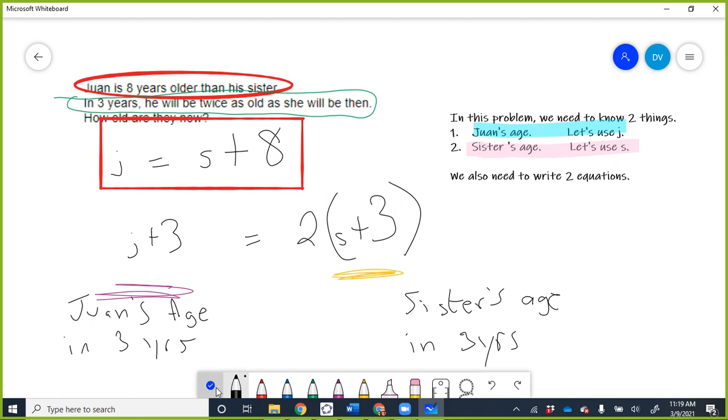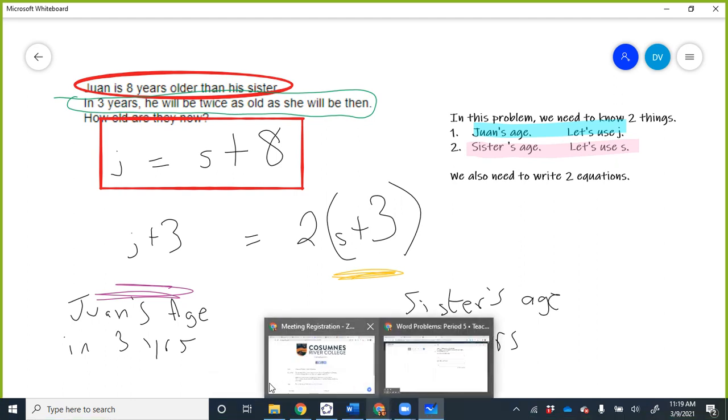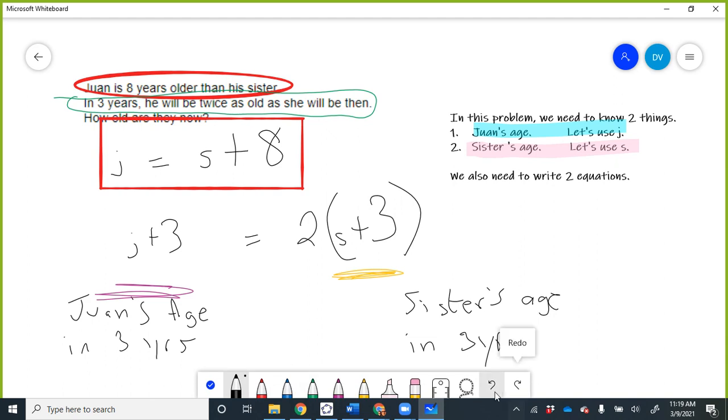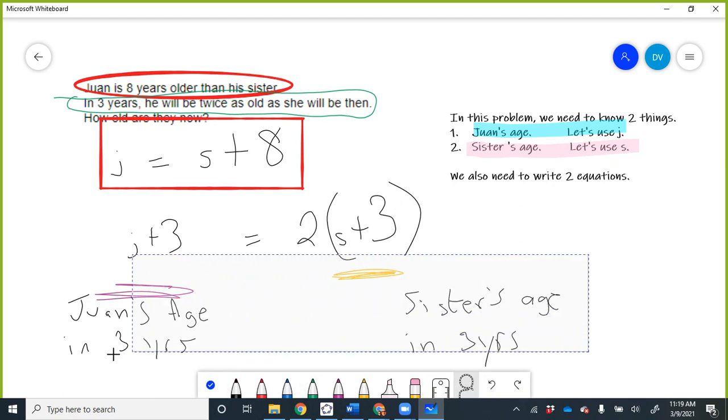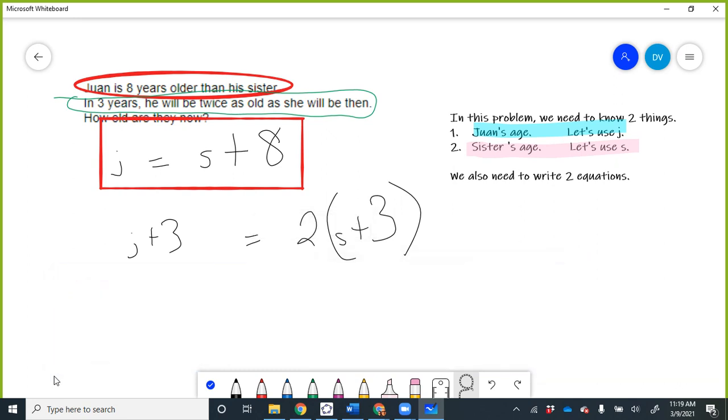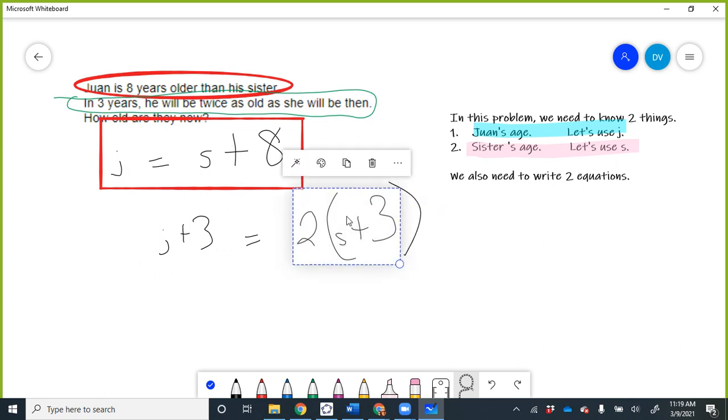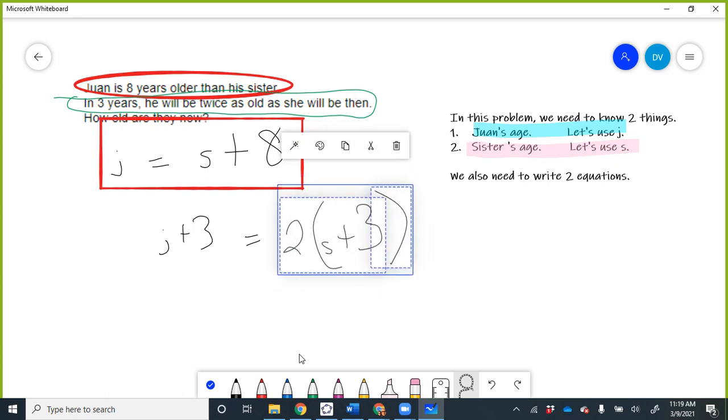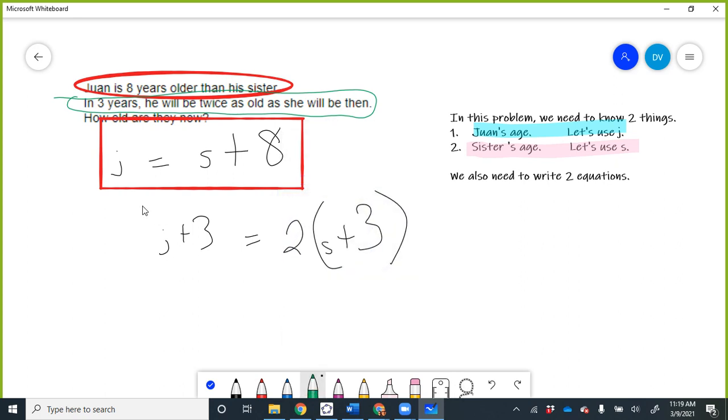Since we don't need these little notes here, I'm going to erase all of them. Let me move it over a little bit. This will be our green equation. So let me make a box in green here. It's not very good, but I think it'll work. Okay, so we have two equations.